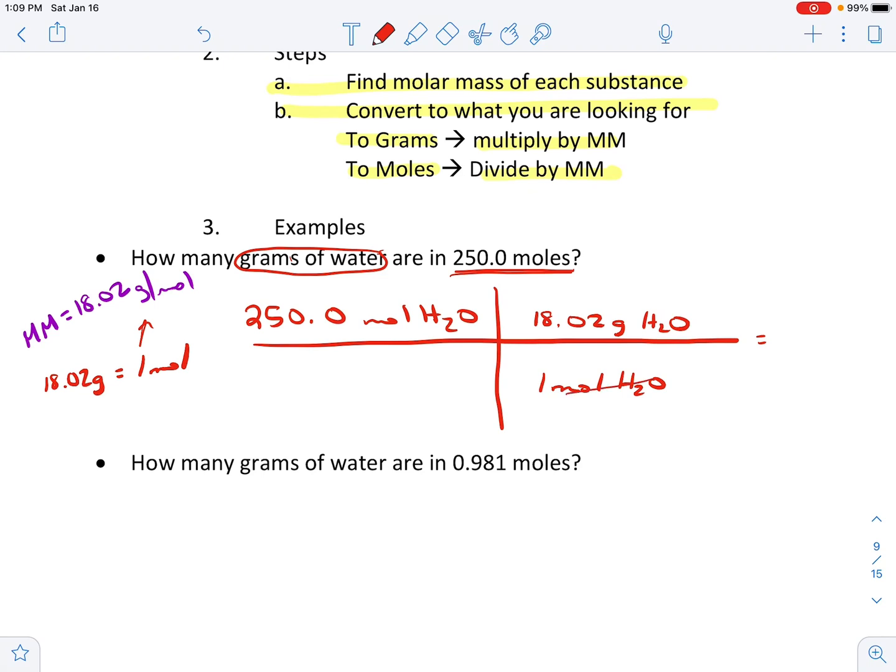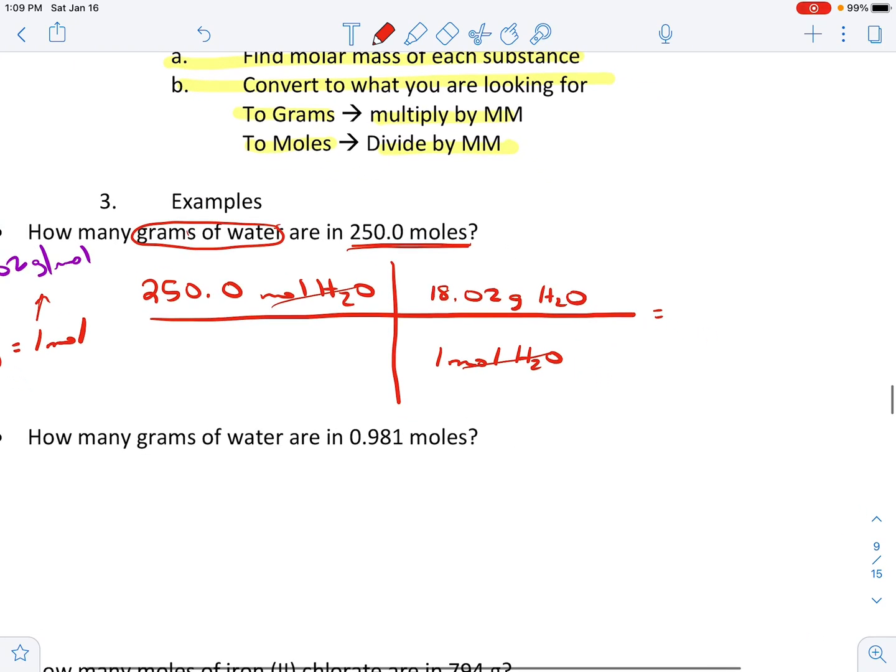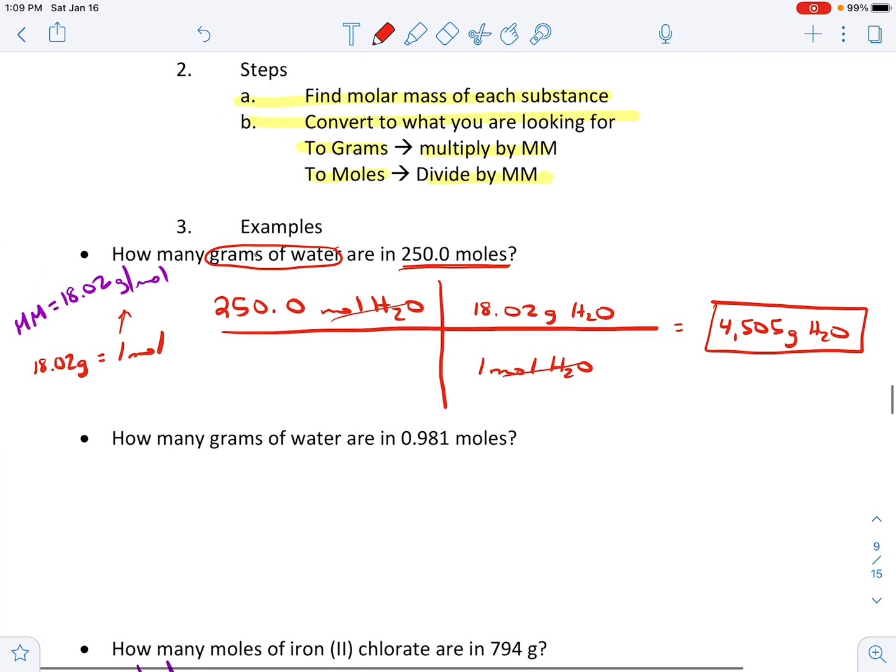If we look here, moles of H2O cancel. And so we're just going to take 250 times 18.02. So in our calculator, 250 times 18.02. Kind of doubt anybody wants to do that one in their head, but maybe you do. I don't know. And that's going to give us 4,505, and we're going to call that grams of H2O. Pretty simple, yes?